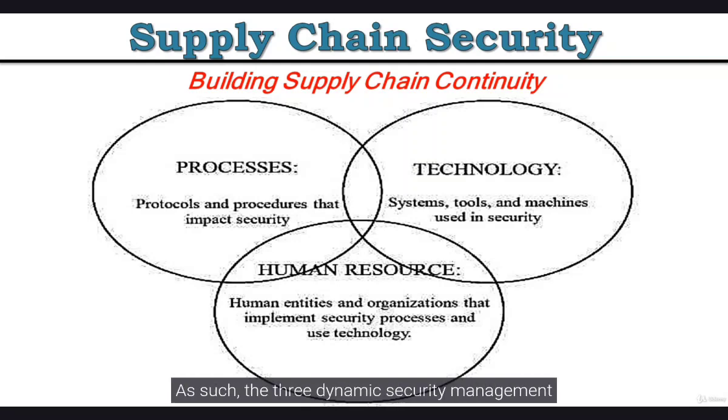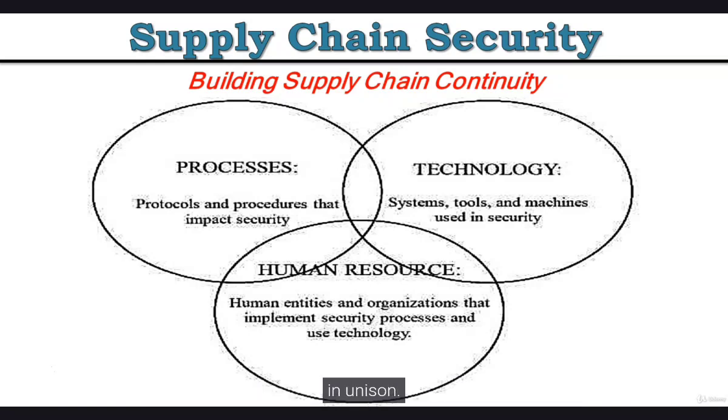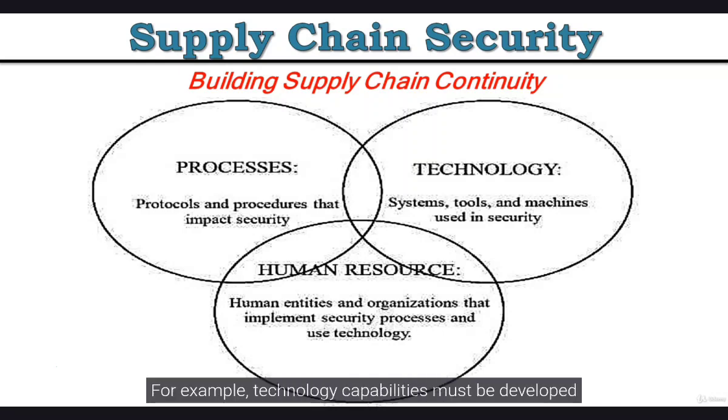As such, the three dynamic security management capability types, processes, technology, and human resource, cannot be managed independently of one another but must be designed to work together in unison. For example, technology capabilities must be developed and leveraged to support organizational and supply chain security procedures, and organizational members and suppliers must be trained in technology-related procedures and technology use with respect to security.